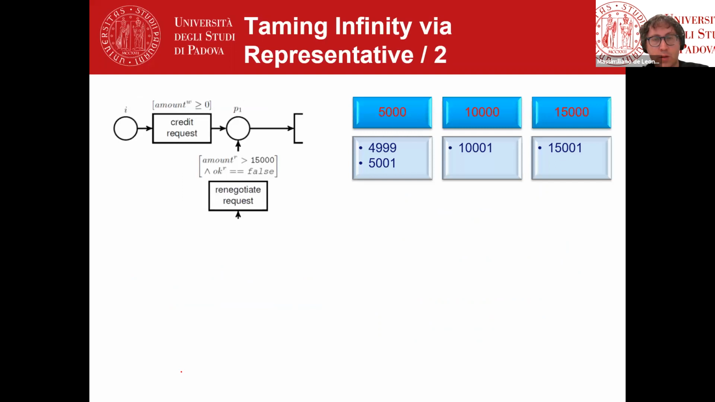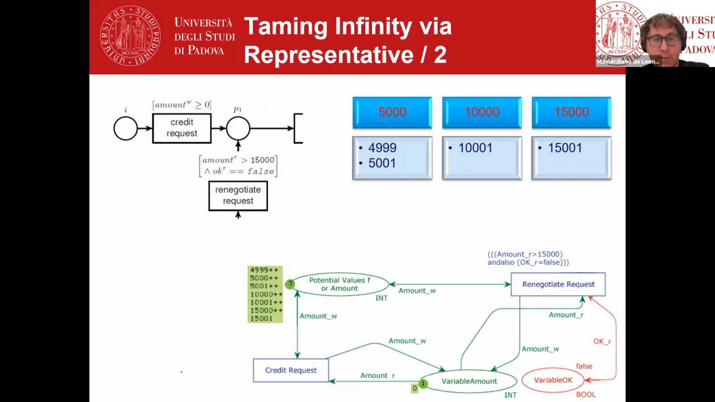So these are the values that are representative. So the values in the conditions in the net and the value representative in between. And I add an additional place in my color Petri net with these values so that basically a credit request can only write these values. And now basically everything becomes decidable because these infinite domains are converted into discrete domains with only 7 values.